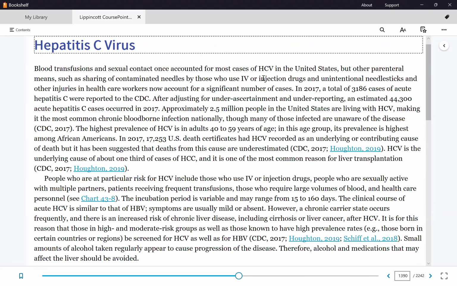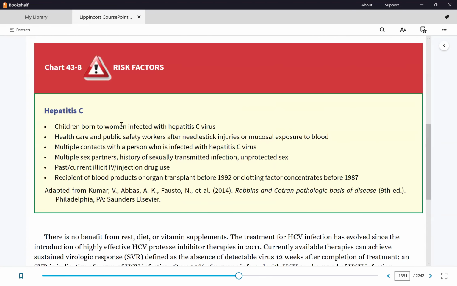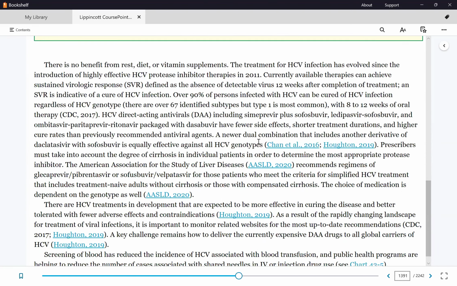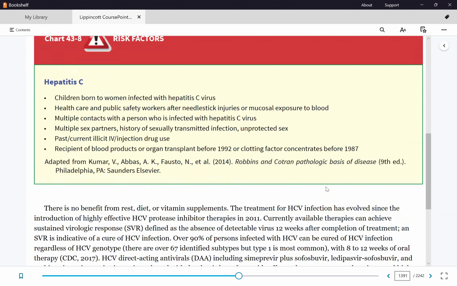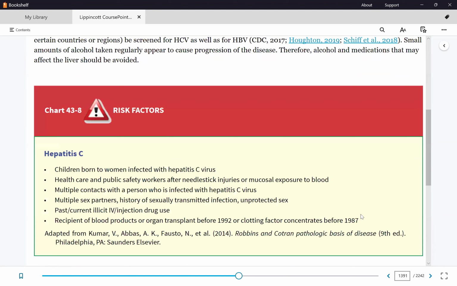So C is one of the highest cases of bloodborne illnesses in the US. Here are risk factors. Similar to hepatitis B, they're both contracted through percutaneous or through mucous membrane transmission. So that includes unprotected sex. And that's it for C. So it's similar to B.